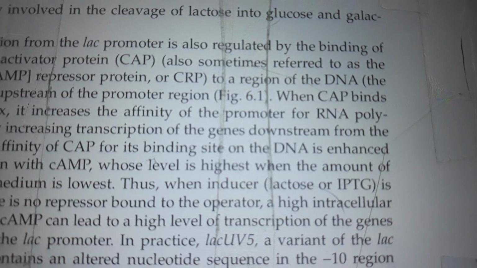Transcription from the lac promoter is also regulated by the binding of the catabolite activator protein, CAP, also sometimes referred to as the cyclic AMP (cAMP) receptor protein, or CRP, to a region of the DNA, the CAP box, just upstream of the promoter, figure 6.1. When CAP binds to the CAP box, it increases the affinity of the promoter for RNA polymerase, thereby increasing transcription of the genes downstream from the promoter.